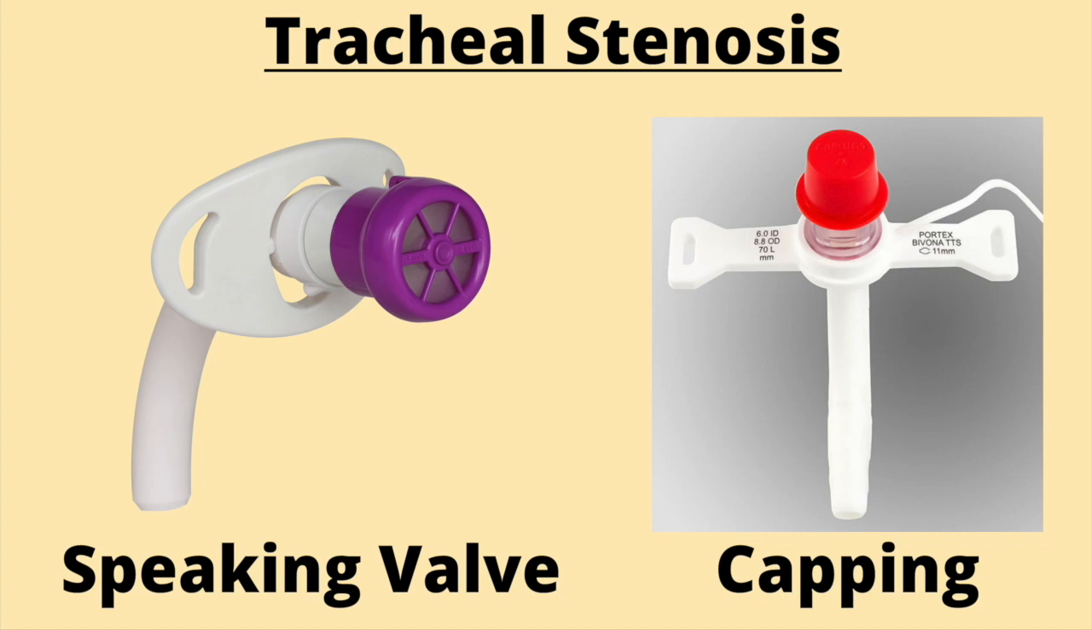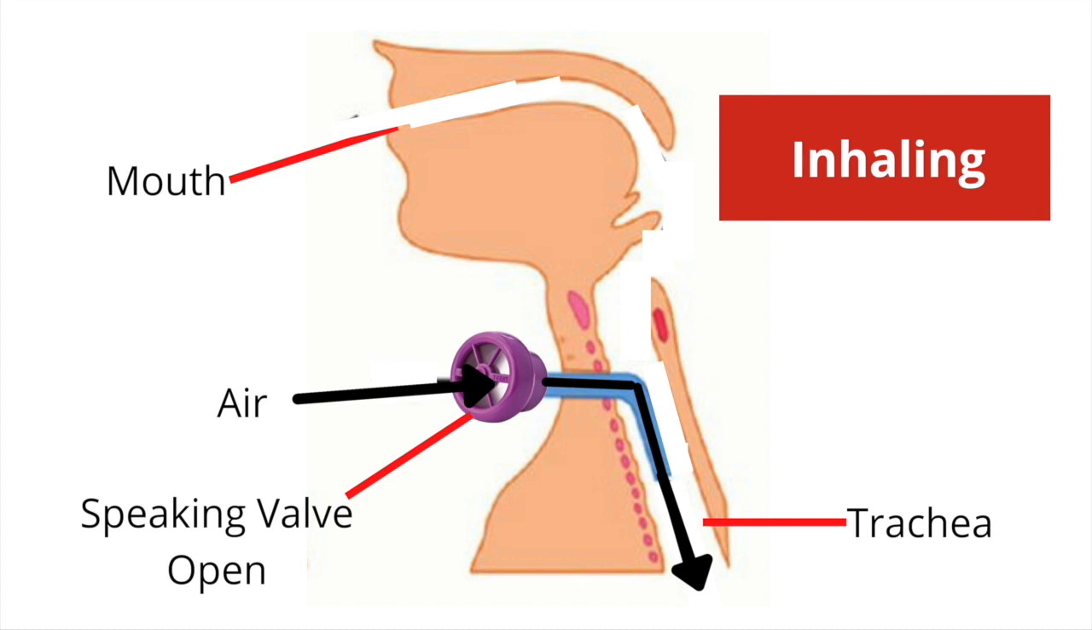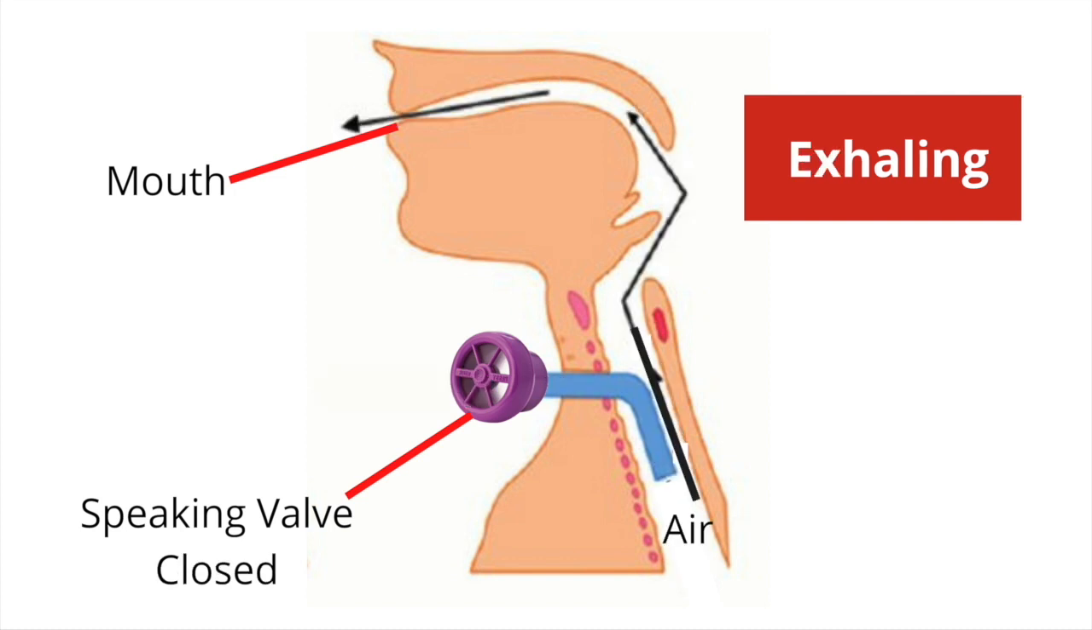Tracheal stenosis is not an absolute contraindication for speaking valves or capping use. A speaking valve is a one-way valve which works by allowing inspiration to occur through the tracheostomy tube and exhalation through the upper airway. In mild or moderate forms of tracheal stenosis, the individual may be able to exhale around the tracheostomy tube and through the upper airway without respiratory distress.